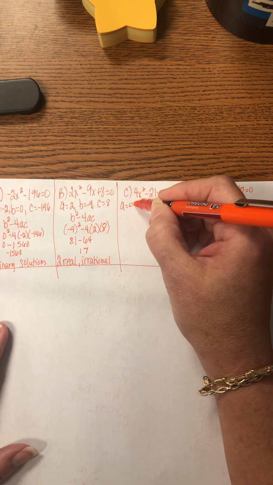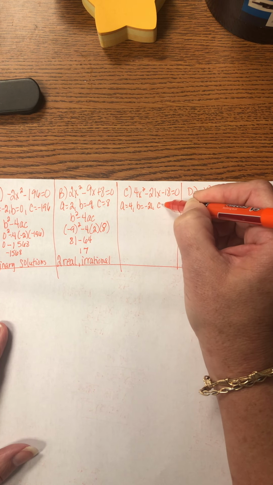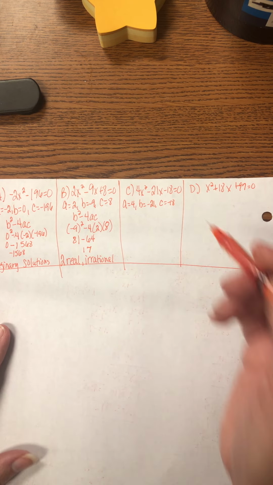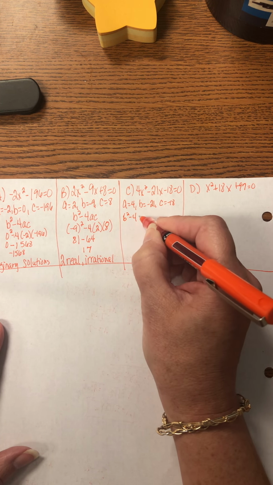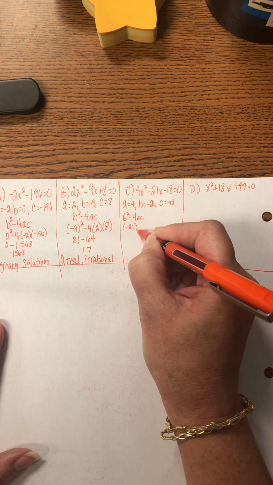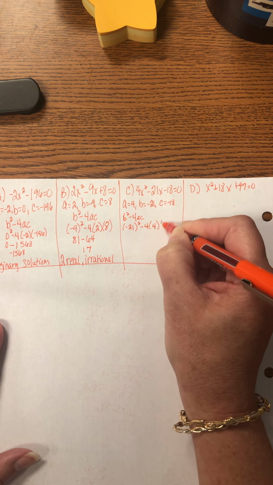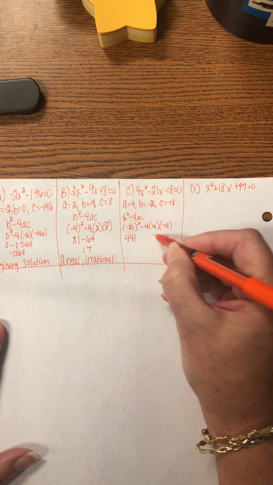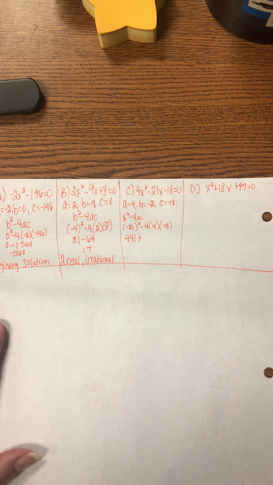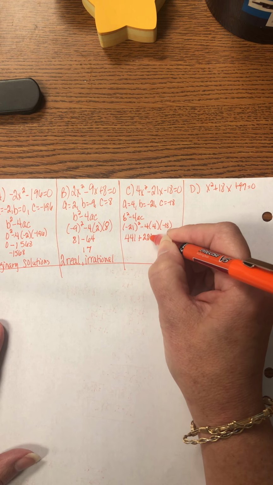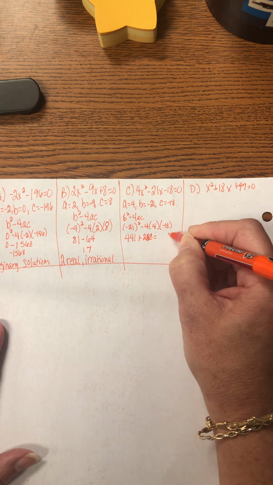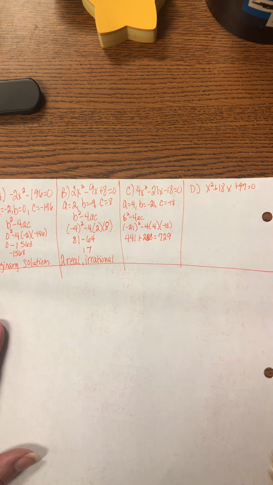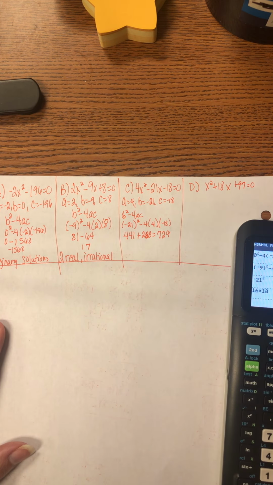Okay, for C, we've got A is 4, B is -21, and C is -18. So we have b squared minus 4ac. So that's -21 squared minus 4 times A times C. So -21 squared is equal to 441. That's 2 negatives, so that's a positive. 4 times 4 is 16, and 16 times 18 is 288. Okay, add these together, and we get 729.